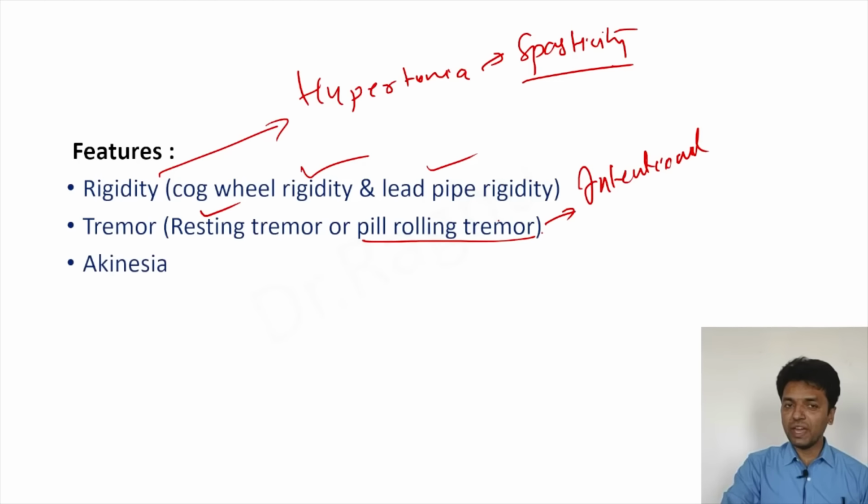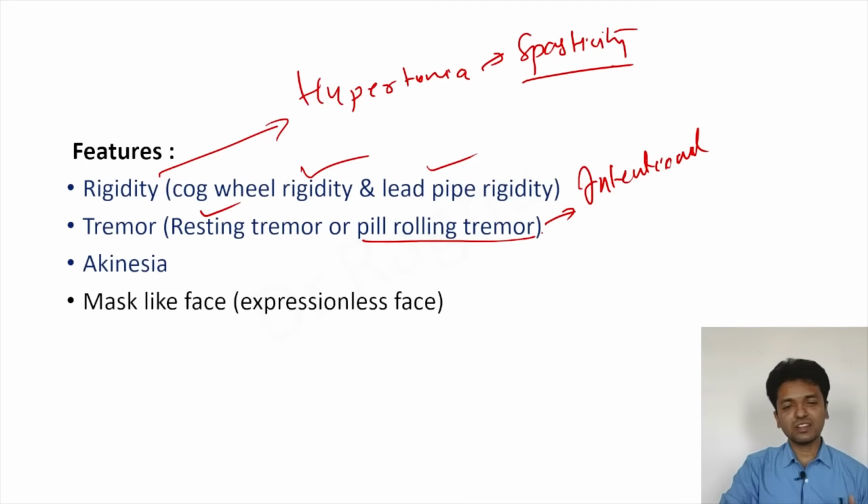Third thing is there could be akinesia. Akinesia means no movement at all. Sometimes there is also a term which is used, bradykinesia, and bradykinesia means reduction of the movement. Now akinesia and bradykinesia are hypokinetic features, whereas rigidity and tremor are coming into the category of hyperkinetic features.